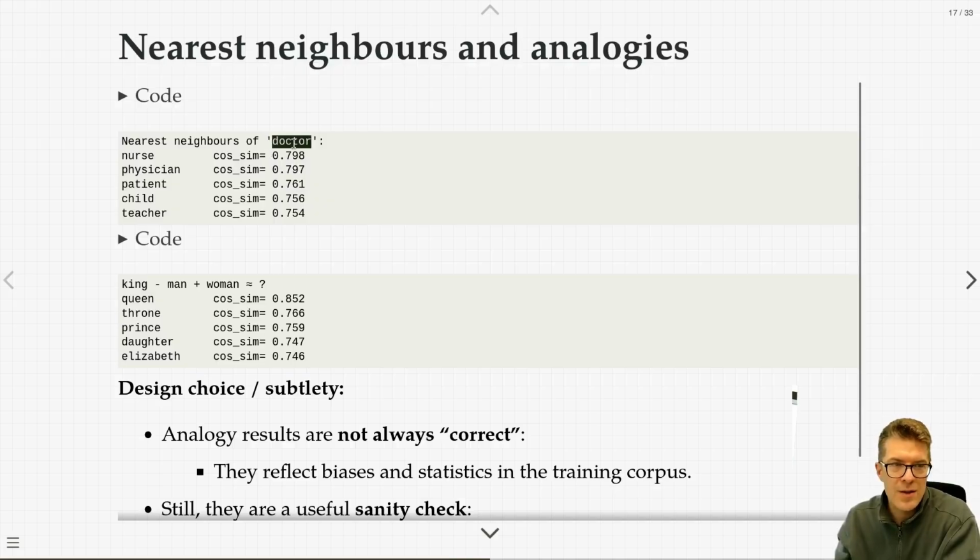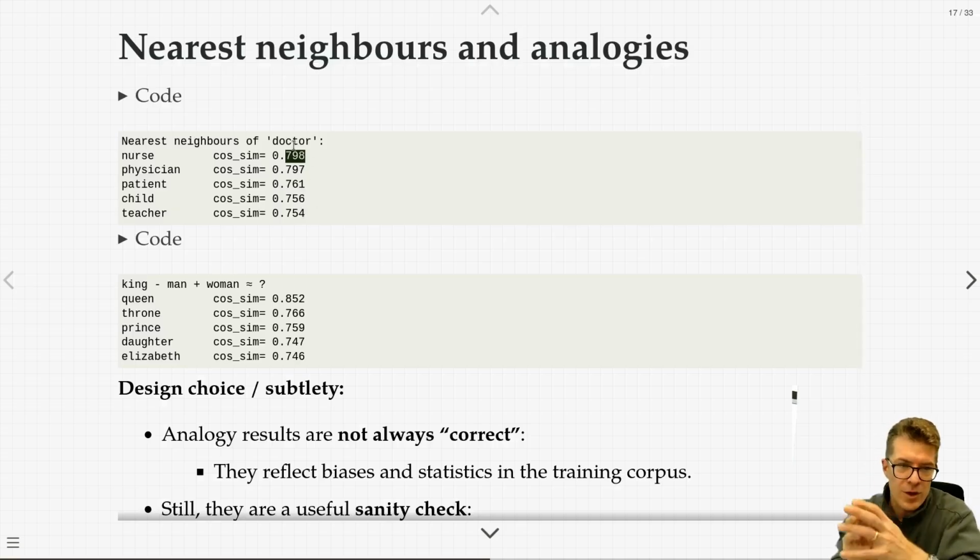So what are the points nearest to doctor in my space? Well, the closest word to doctor is nurse, but physician is not far behind. Patient, child, and teacher are words that I've provided that are clustered somewhat close to doctor.